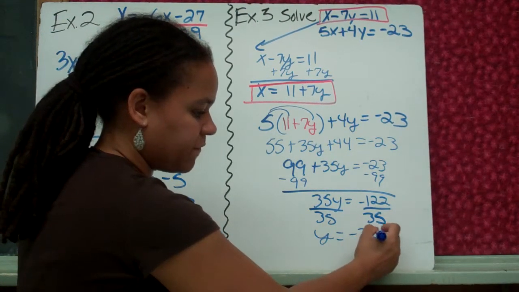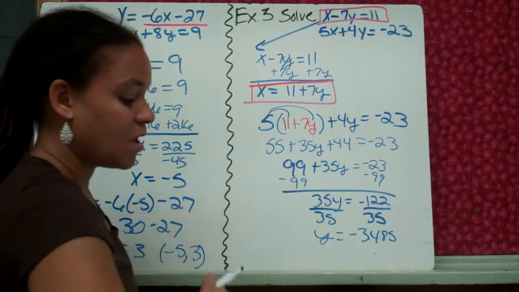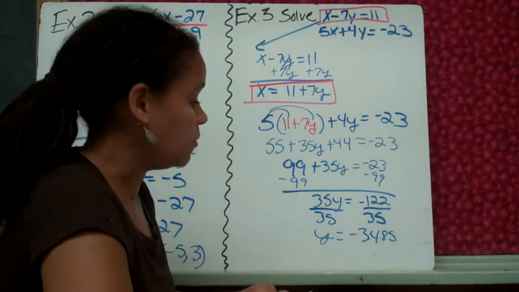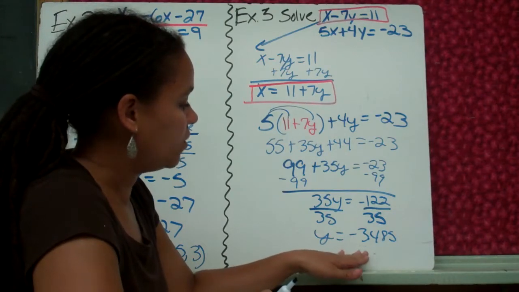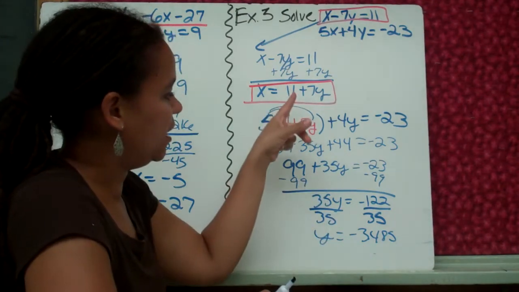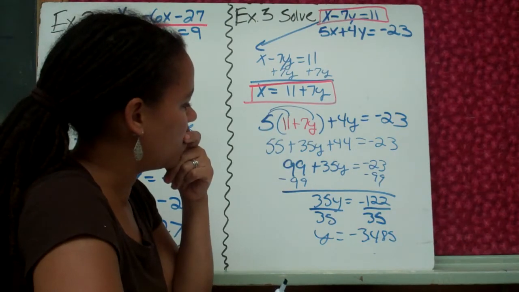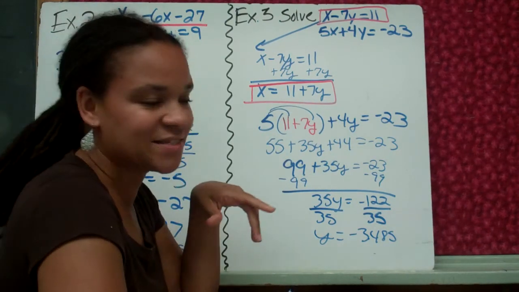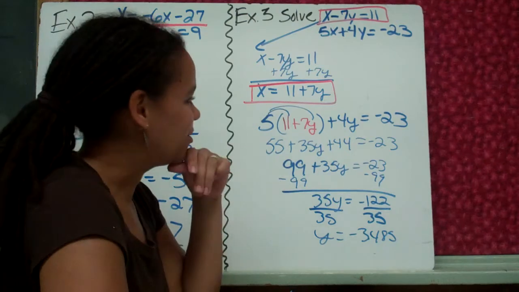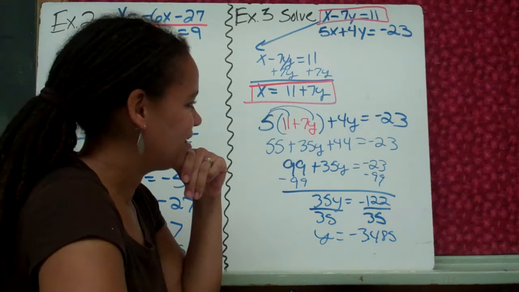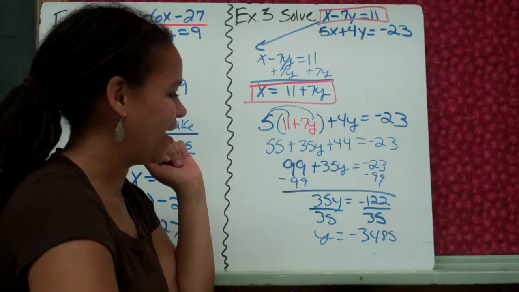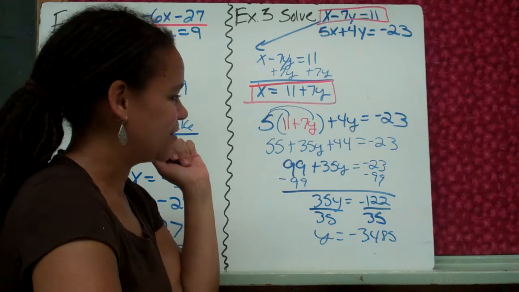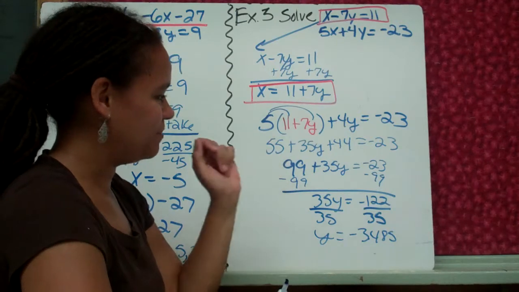Negative 3.485. So that's okay that we ended up with a decimal. We still would need to figure out what x is, and we could plug this back in. Uh-oh. I see a mistake. Do you see it? I hope you do. It's in my handwriting. It's totally in my handwriting. I see where it is. Maybe you do. I just saw it.